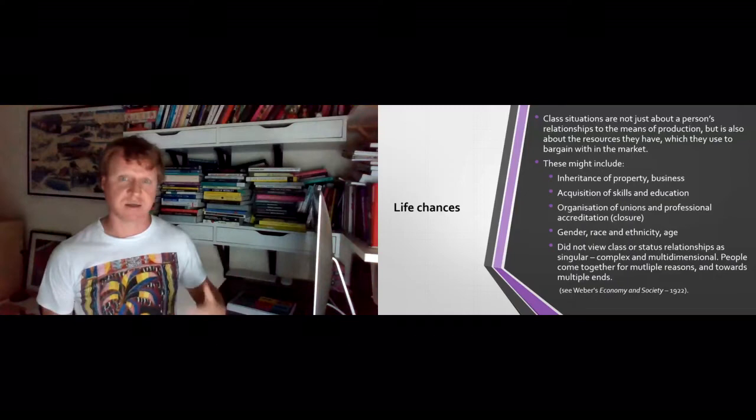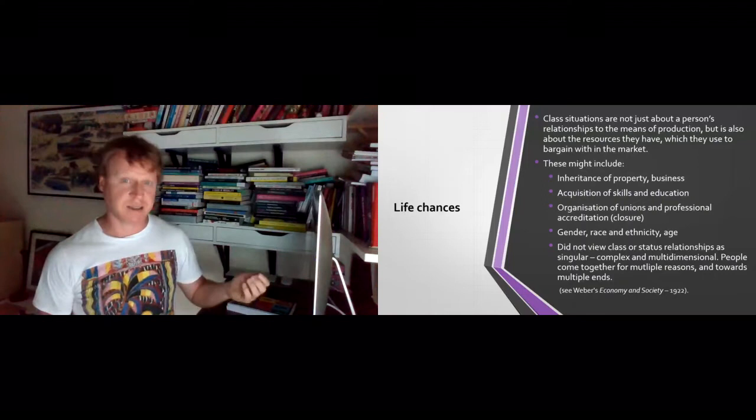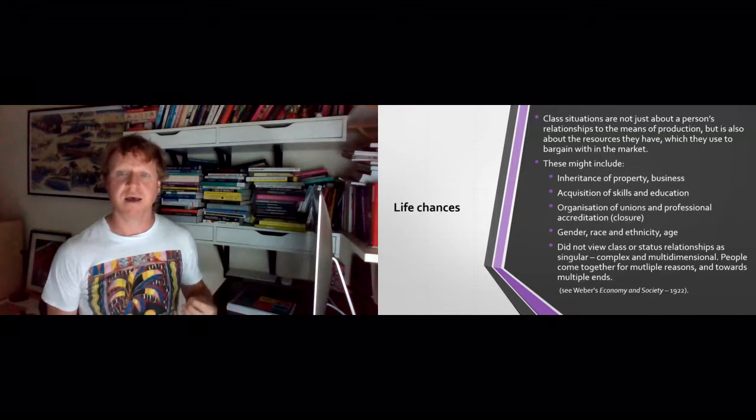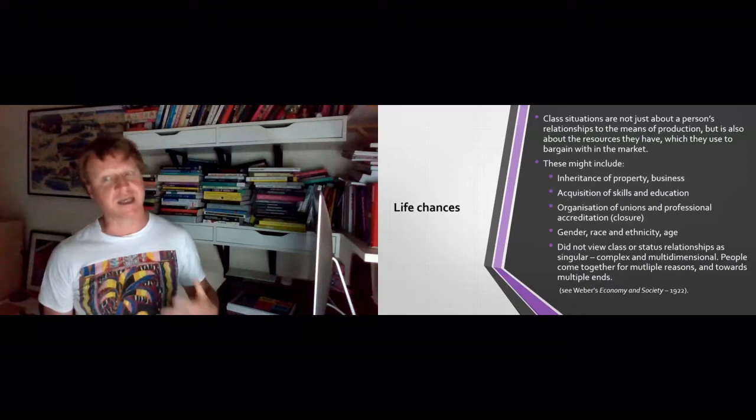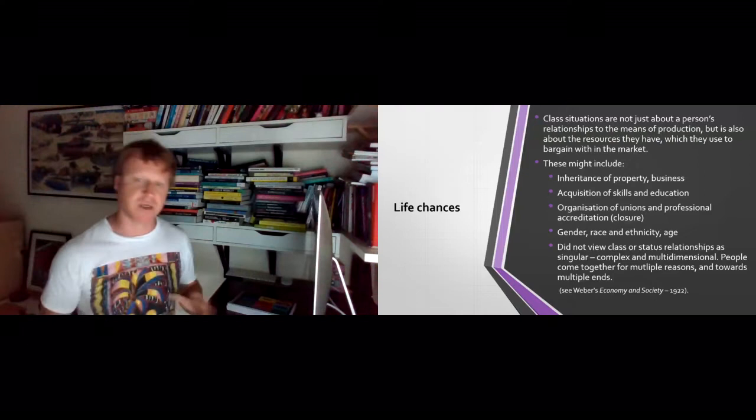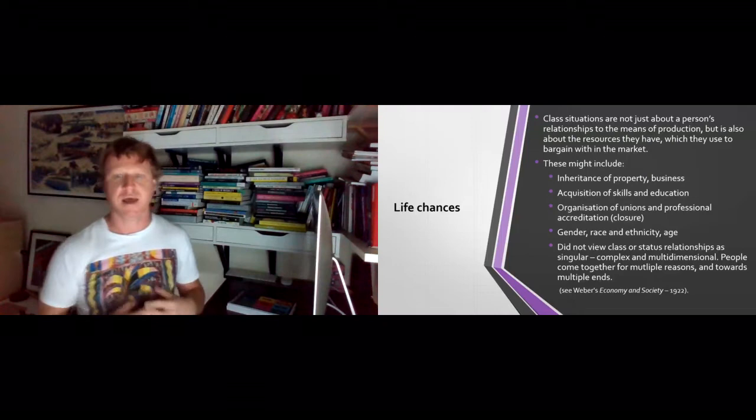So these certainly include things like inheritance of property and business, like a class Marx would convey. But there are things beyond this as well, such as skills and education, memberships of different organizations or unions. Weber also pointed out how gender, race, ethnicity, and age are factors in people's life chances. And so class becomes a bit more multidimensional here, beyond that singular relationship between the ruling and working class, and considering other aspects of how inequalities may function.